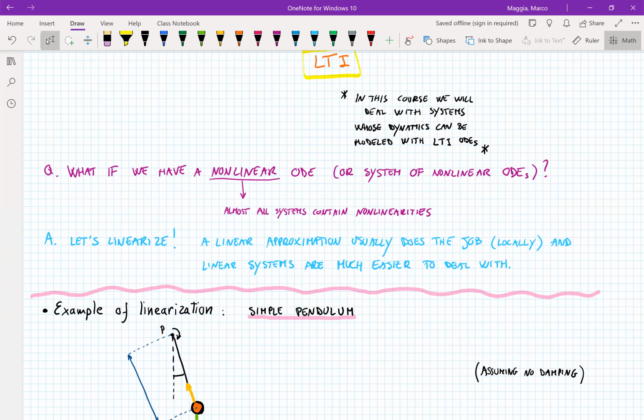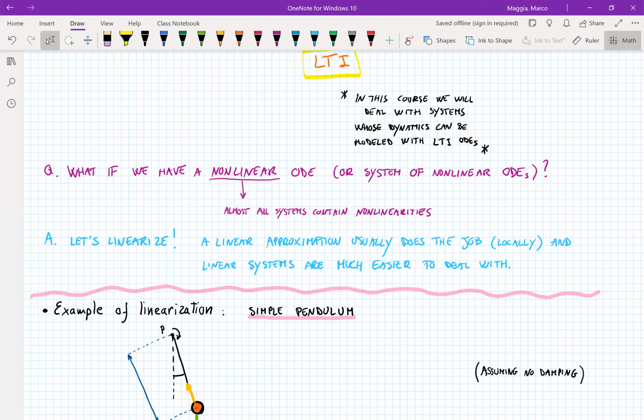Actually, almost all systems contain nonlinearities. If you model pretty much all mechanical or even non-mechanical systems, there is always nonlinearity. So why do we want only linear equations, only linear systems? Well, there's a simple answer. Although most of the systems are nonlinear, they behave like linear systems locally.